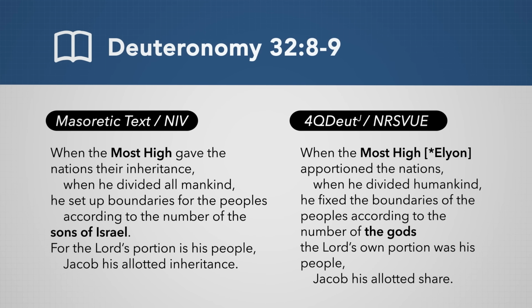But the NRSV uses the older Dead Sea Scrolls and includes a note that the translation Most High is Elyon in Hebrew. And instead of the sons of Israel, we find reference to the gods, plural. Most text critics agree that the Dead Sea Scrolls preserve an older polytheistic worldview.